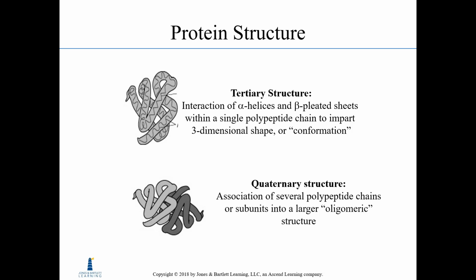Quaternary structure is when we take multiple tertiary structures and combine them together to produce a complete protein. So multiple tertiary structures coming together to create a larger oligomeric structure is going to be our quaternary structure, and this is our functional protein.